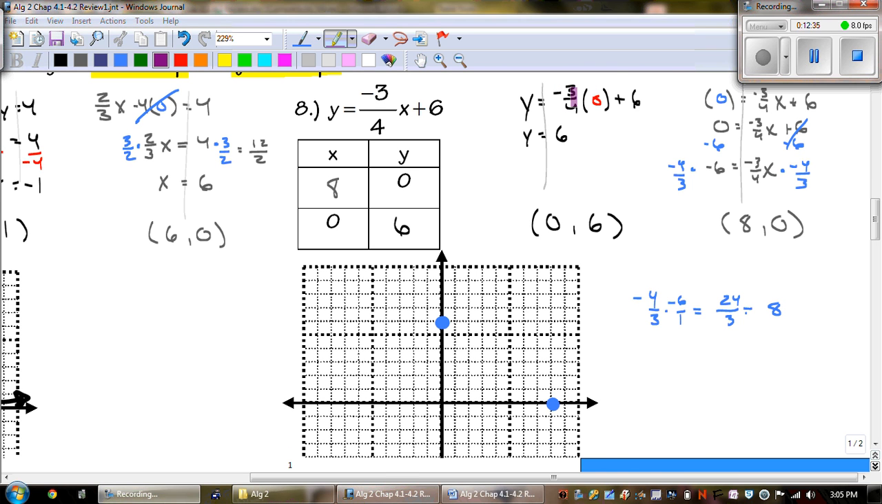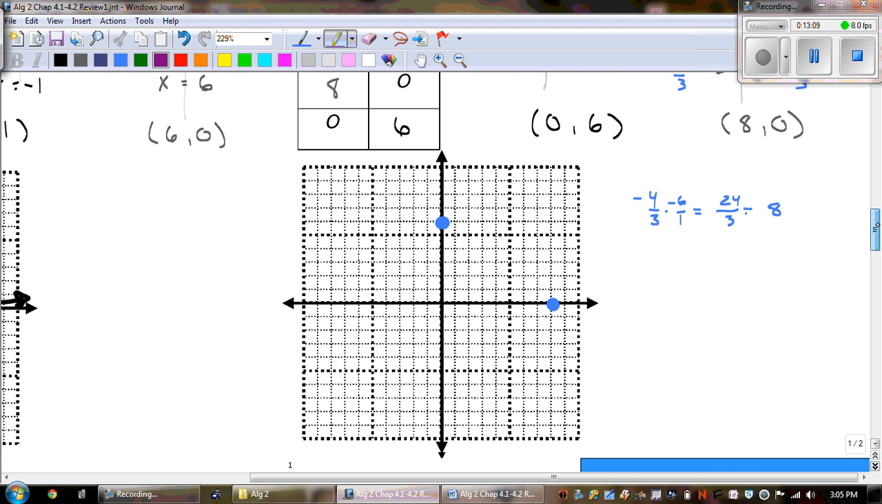Okay, so the y-intercept was the easy one, because -3/4 times 0 is 0, and 0 plus 6 is 6. So we get 0, 6, which is that point up there. Now the x-intercept was a little bit more work. Once you plug in 0, we had to subtract 6 from both sides, and then multiply by the reciprocal of -3/4, which was -4/3. Once you do that, my work is down here. -4 times -6 is +24. 3 times 1 is 3. And 24 divided by 3 is 8. And there's my point over here, 8, 0.